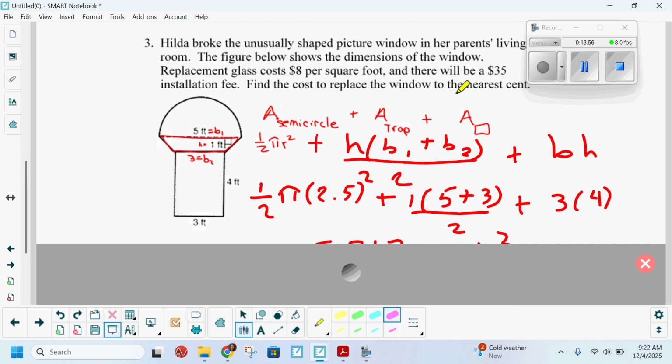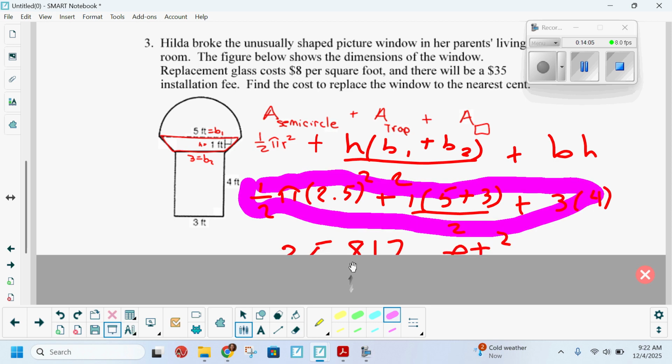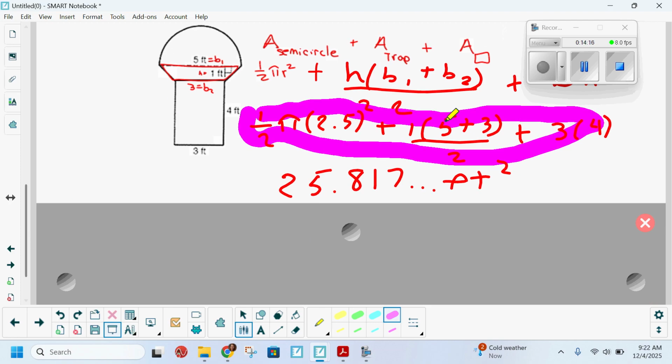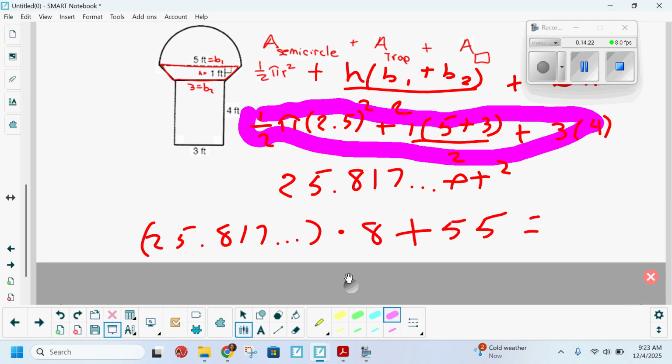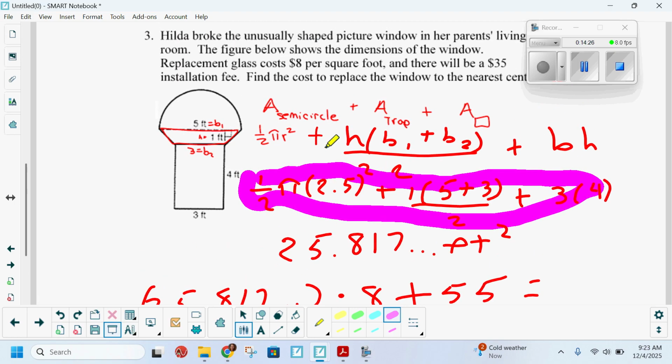Now, it does ask me to round to the nearest cent. So I can put this whole thing in my calculator. But I don't want to round yet. So when I do that, I get 25.817... And the ... is me saying that I still have it stored in my calculator. So make sure you try putting that in your calculator and getting the same thing as me. Now I'm going to keep that in my calculator. And then I'm going to multiply by 8 because remember, it costs $8 a square foot.